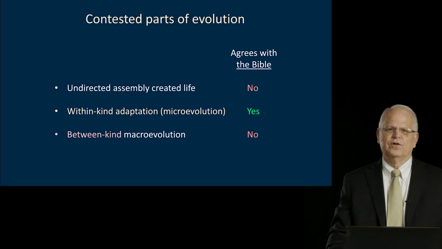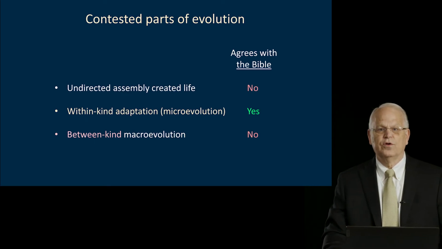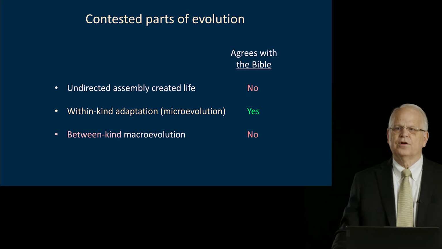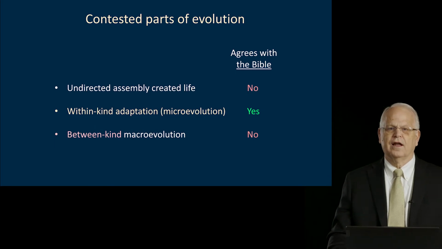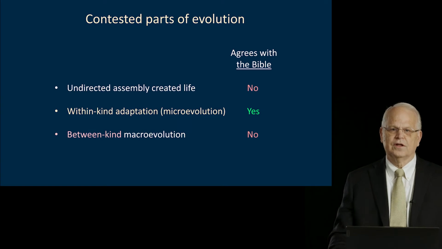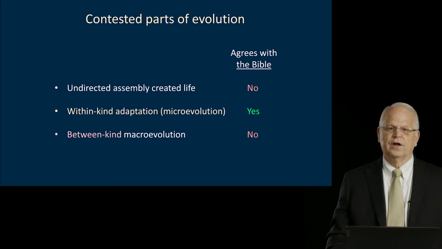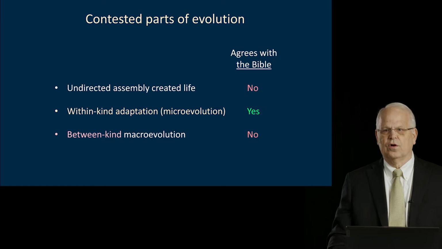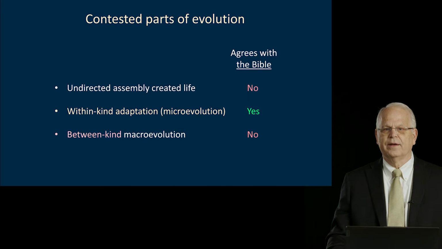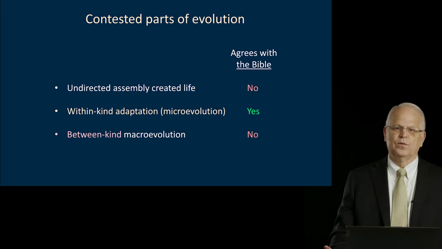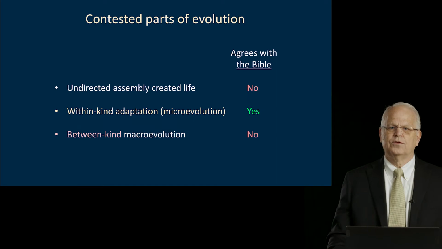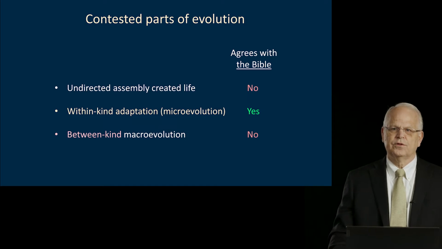Now, what parts of evolution are contested? This is one of the good reasons to break it up into 3 parts. Because the first part, that undirected assembly created life, does not agree with the Bible. The Bible says that God created life, and that undirected assembly cannot account for all of life. The second part, that within kind adaptation, is perfectly compatible with the Bible, perfectly consistent. There is no conflict between microevolution and the scriptures.